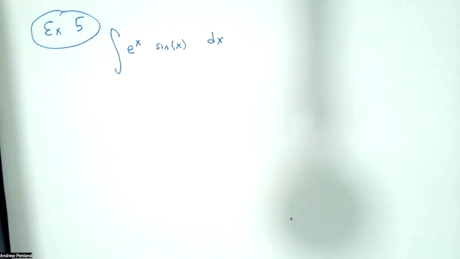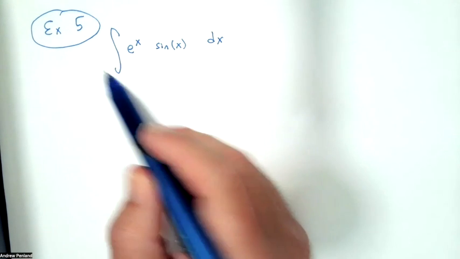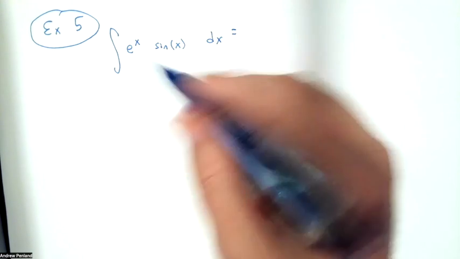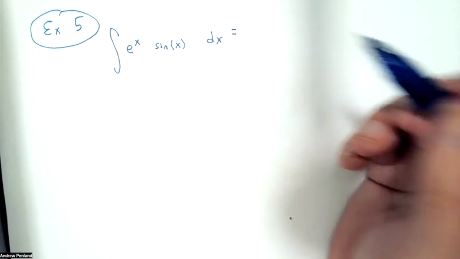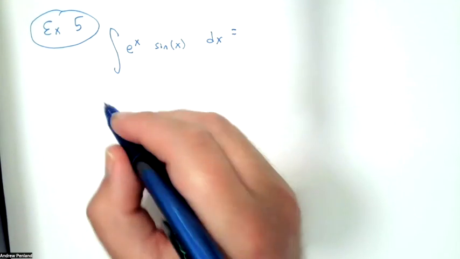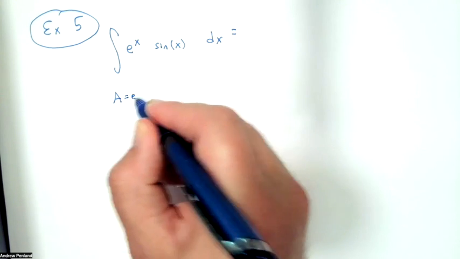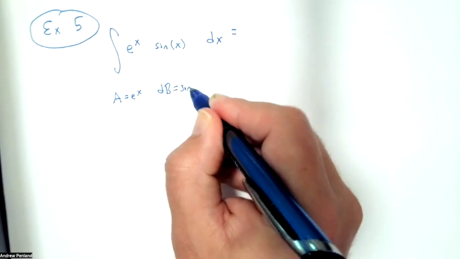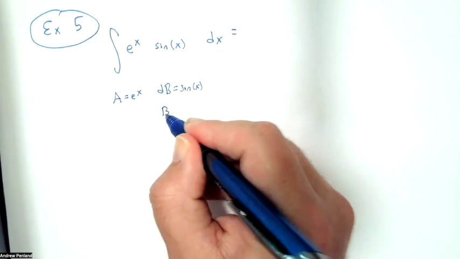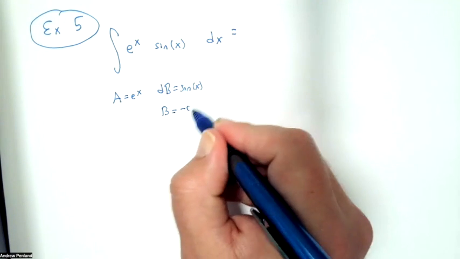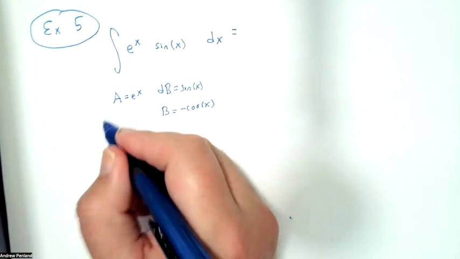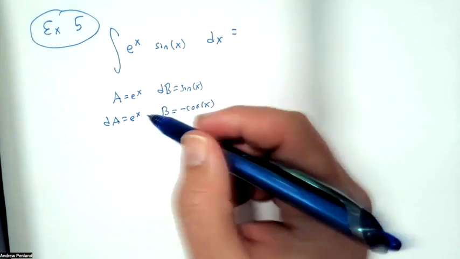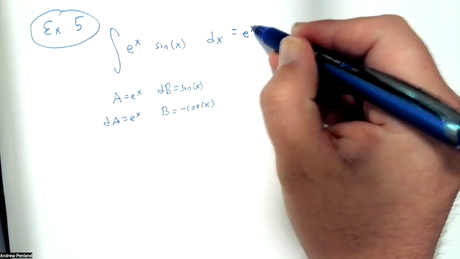Okay, let's look at one more where we're doing the indefinite integral of e to the x times sine of x dx. I'm not sure which one to do, but let's try a equals e to the x and dB equals sine of x. So b is equal to negative cosine of x, and dA is equal to e to the x.